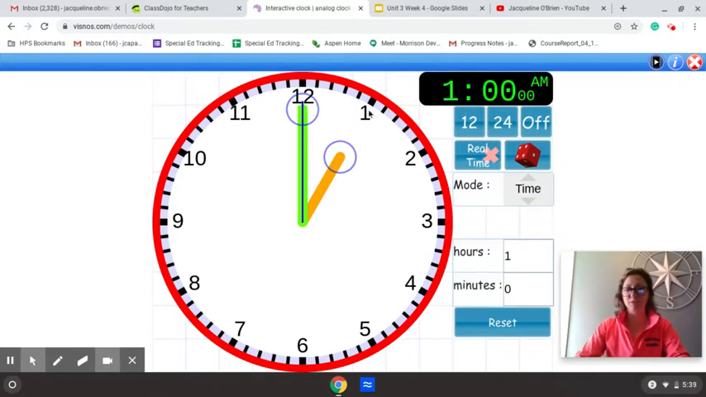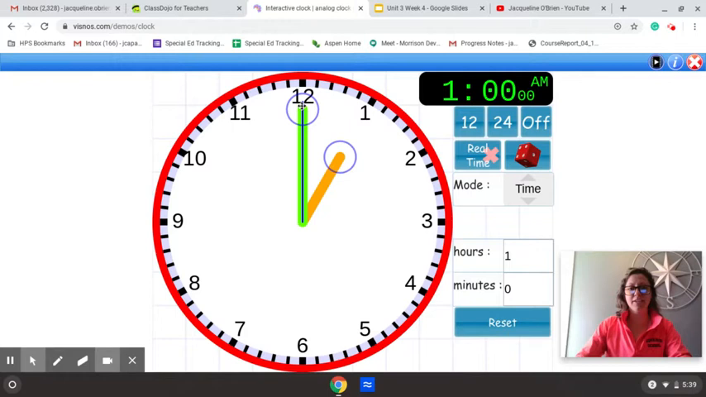Let's do this one more time. So we're going to go at the 1, 5. So that would be 1:05, 10, 15, 20, 25, 30, 35, 40, 45, 50, 55, and then it will be 2 o'clock. It will be a full hour because 1 hour is 60 minutes.